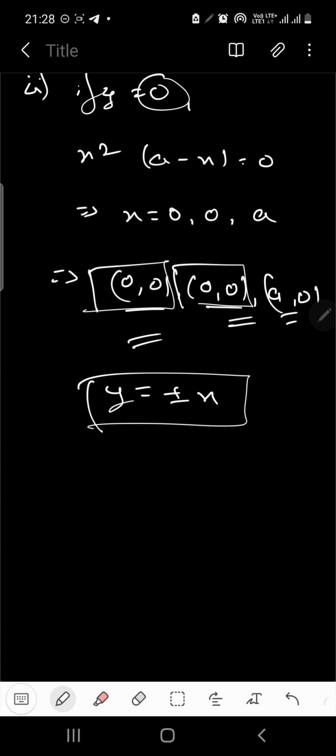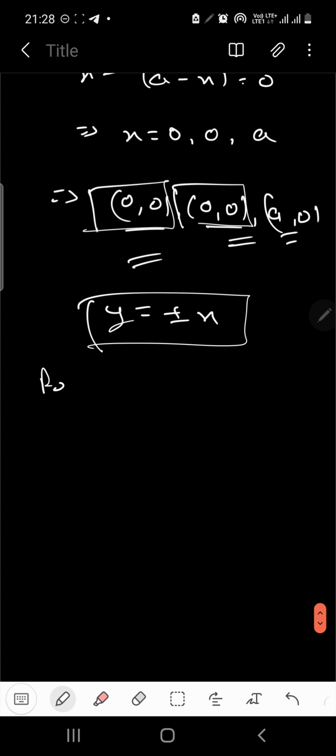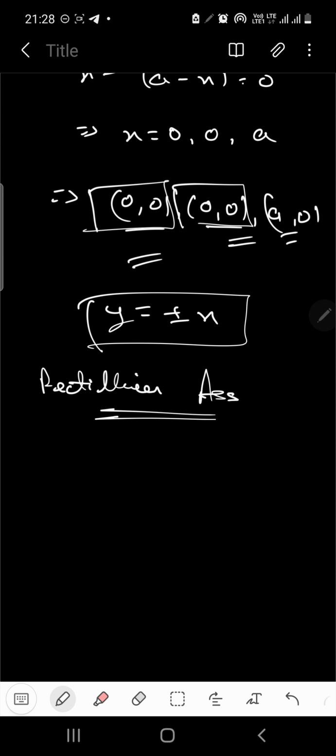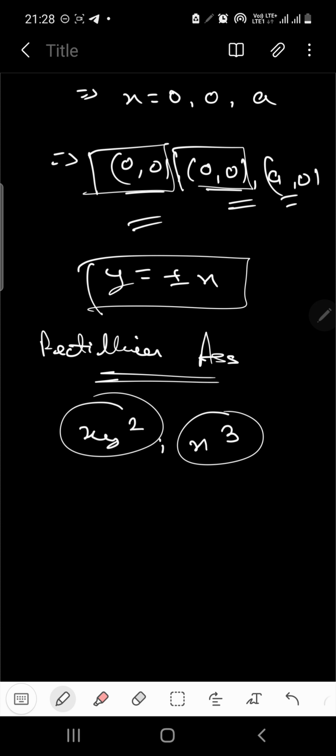Now next, we need to find the asymptote. Okay, so the rectilinear asymptote, let's say. So how to find the rectilinear asymptote? We need to equate the coefficient of the highest degree terms to zero. So let's see what the highest degrees are. So we have xy square, and here we have x cube. Clear? So first of y, then of x.